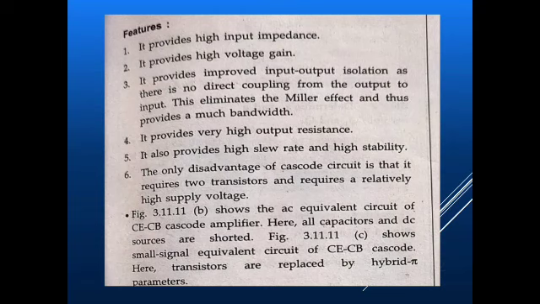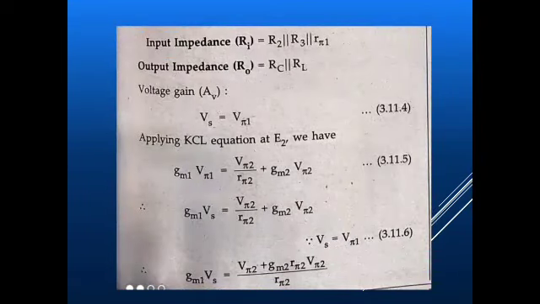This eliminates the Miller effect and thus provides a much higher bandwidth. It provides very high output resistance. It also provides high slew rate and high stability. The only disadvantage of this cascode circuit is that it requires two transistors and requires a relatively high voltage supply also.